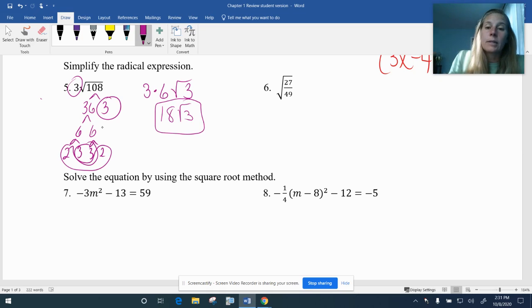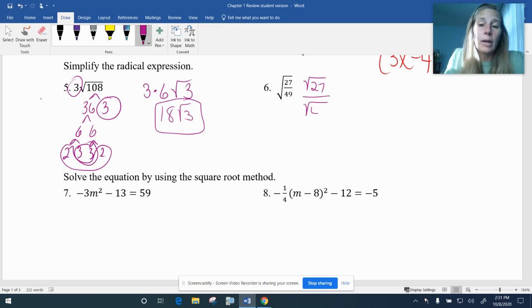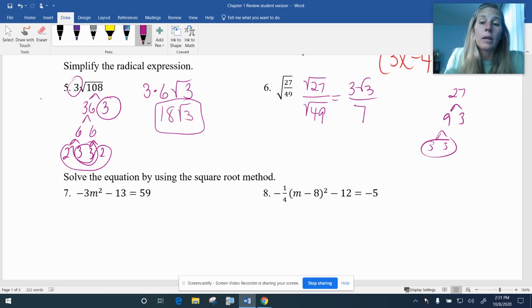Now for number 6, this one is a quotient. So first I would look to see, can I simplify this? But 27 over 49 does not simplify, so I'm going to separate them and simplify them individually. Now 49 is a perfect square, so it's simply going to just be 7. And 27, you can use your little factor tree to break that down and simplify it into 3 radical 3. And the 3 and the 7 are both outside the radical, but they do not reduce or simplify any further.